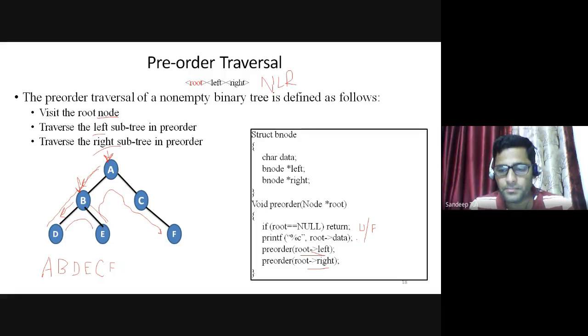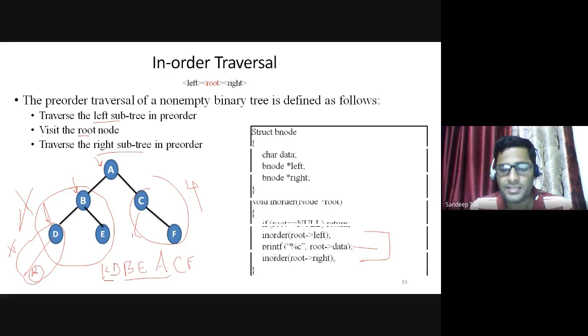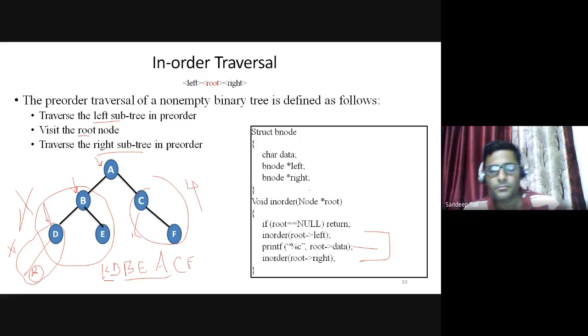Printing is first and then two recursive calls are there because it is pre-order. So first printing will happen, then two pre-order calls, one for left and one for right. Now in this case, the root node will be printed in between because it is in-order. So firstly in-order will be called with the left part, then printing of the root node, and then in-order will be called for the right part. Is it okay? That is very easy to remember. Done or not?